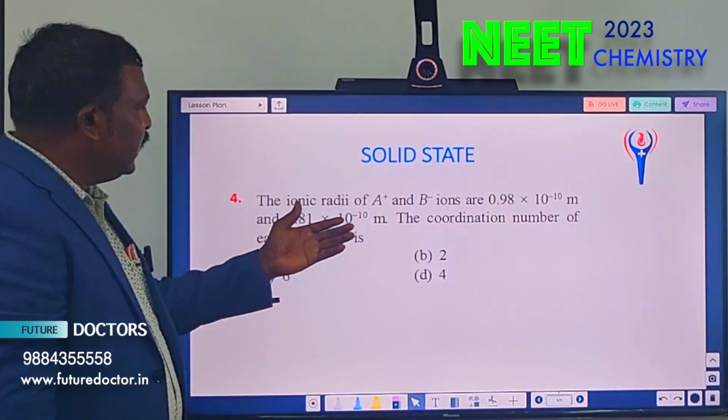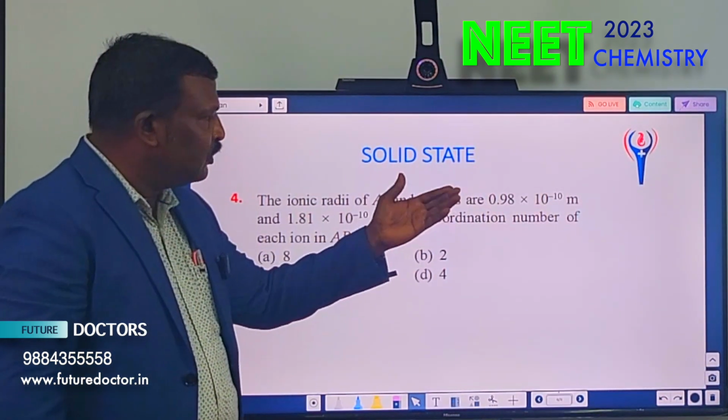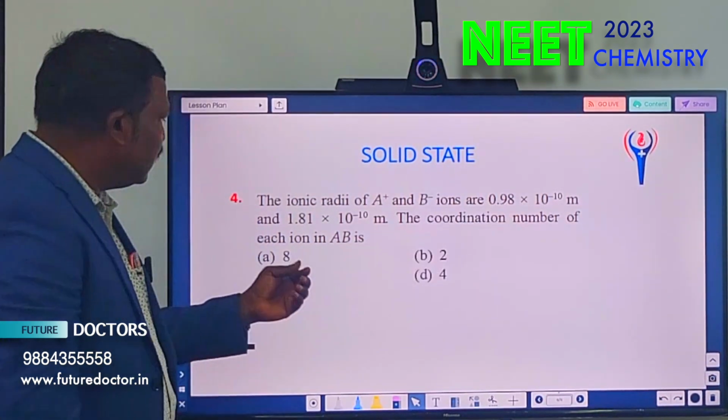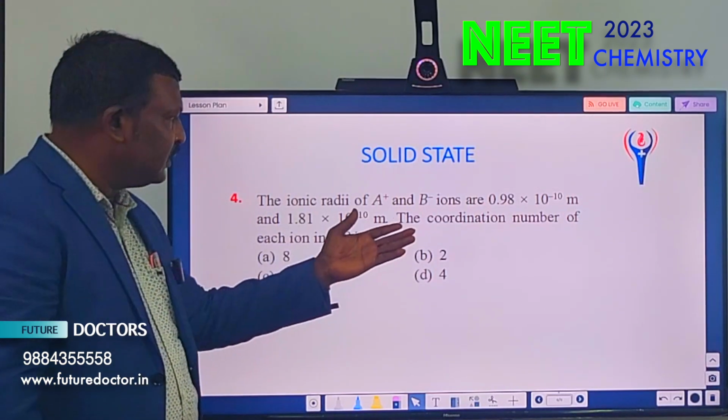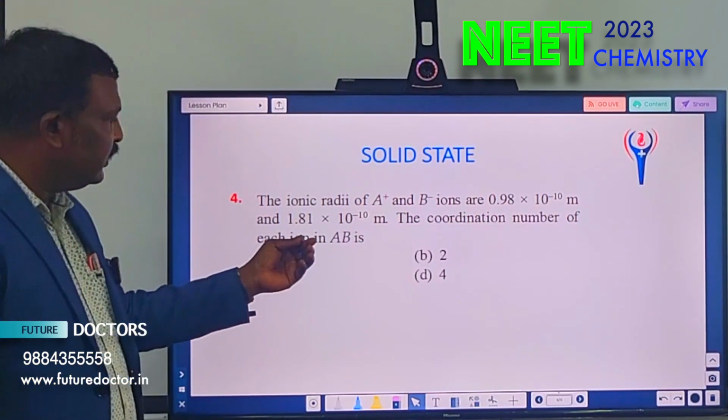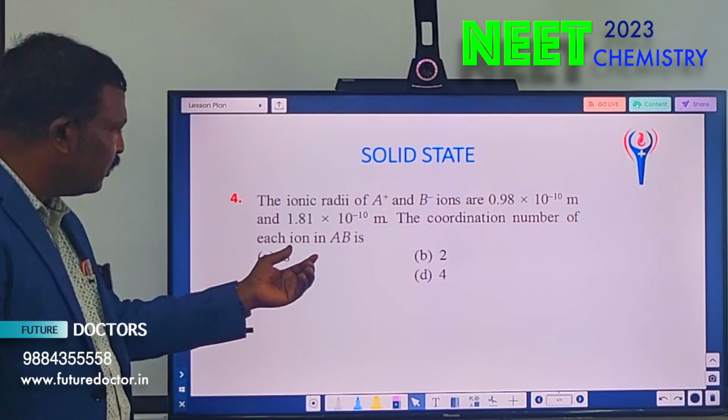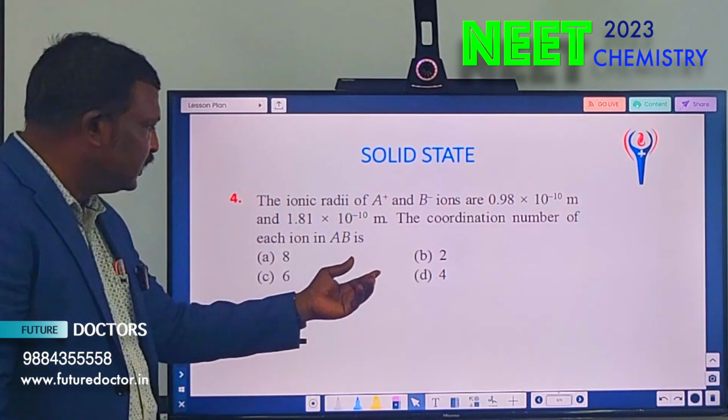Fourth one. The ionic radii of A plus and B minus ions are 0.98 × 10^-10 meter and 1.81 × 10^-10 meter. The coordination number of each ion in AB is dash. Option A 8, option B 2, option C 6, option D 4.